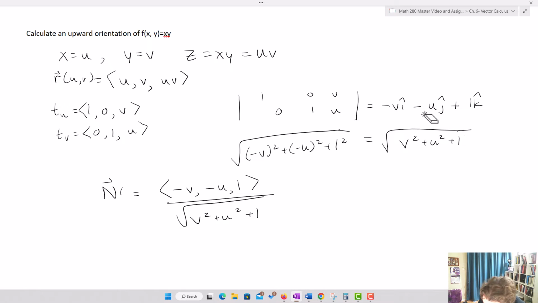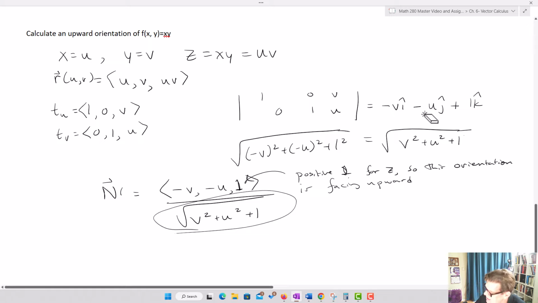One thing to notice here is that the 1 is positive. So I've got a positive 1 for z. So this orientation is facing upward. Right? Basically, we're moving in the upward direction. Doesn't really matter what u and v are in this case, because z is constant. In addition to that, by the way, I guess I should add, this is always positive since v is squared and u is squared. Okay? So that gives me my upward orientation for this particular vector.